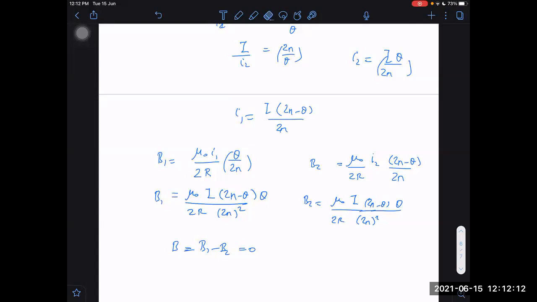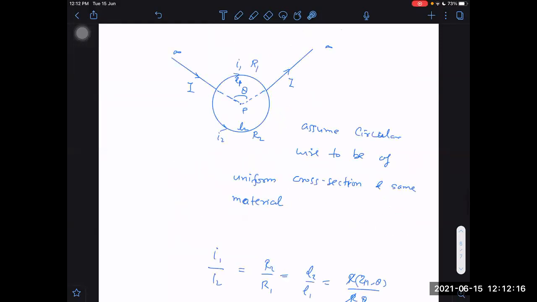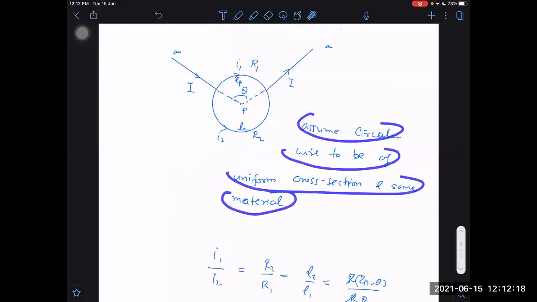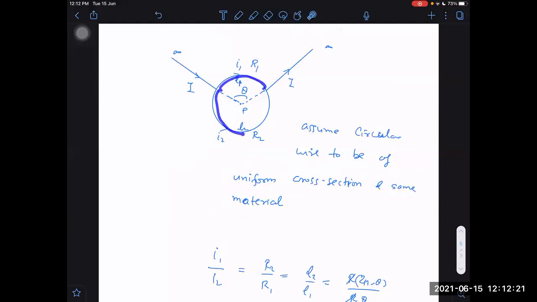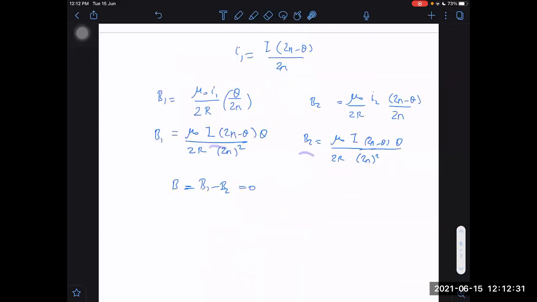But this holds under the assumptions already there. What assumption? Circular wire to be of uniform cross section and same material. If the upper part is of a different material and the lower part is of a different material, obviously then the resistance will change, sir. I have to include resistivity rho and rho 1 also. As a result, B1 and B2 will not come out equal in that case. So that question also can be asked. Be careful if they ask such a question.